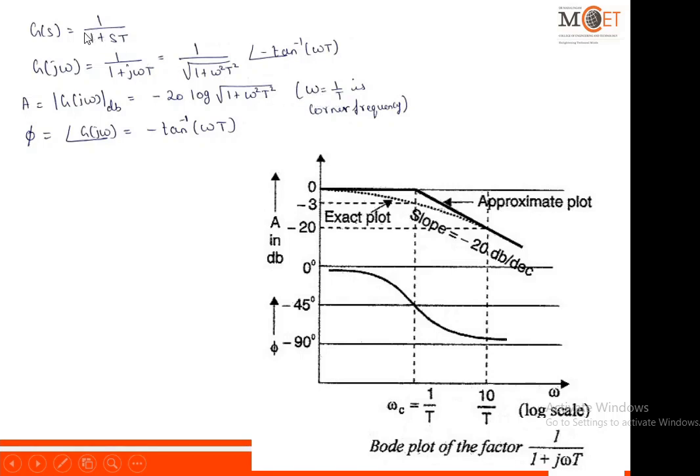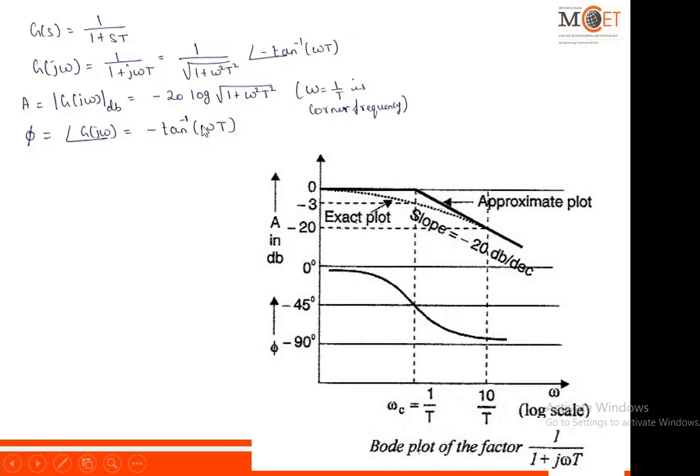The first job is that s should be replaced by j omega. You get 1 divided by 1 plus j omega t. Please find the magnitude and phase of this term. The magnitude is equal to square root of 1 square plus omega square t square, and the phase is tan inverse of omega t by 1. Since this term is in the denominator, the phase is minus tan inverse of omega t.